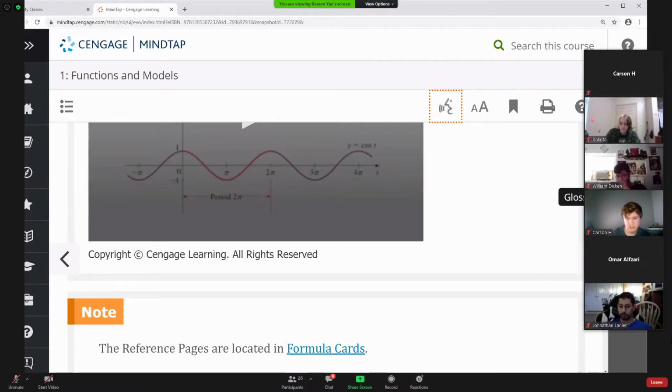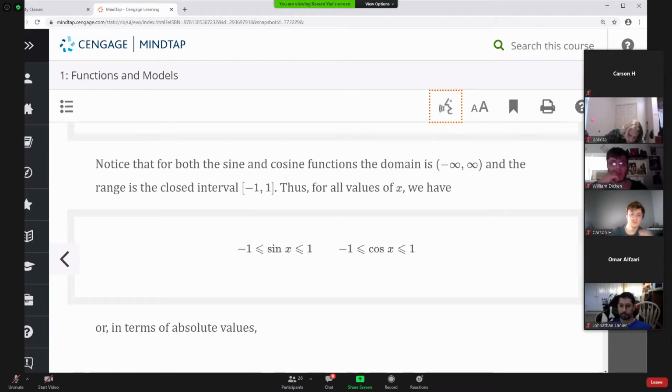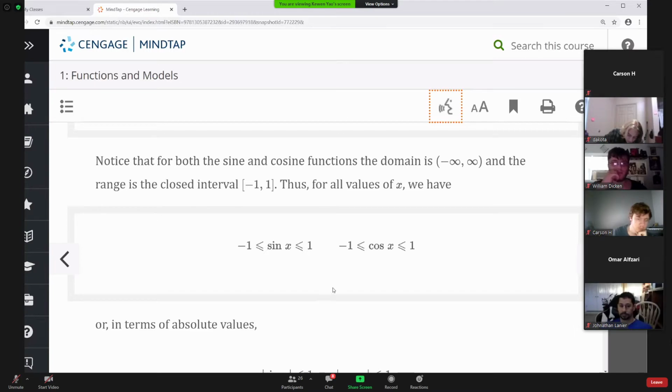So you remember for the sine function, the period is 2 pi. For the cosine function, the period is also 2 pi. That means after 2 pi, the curve will repeat itself. That is the period. The domain for sine is from negative infinity to positive infinity. The domain for cosine is also from negative infinity to positive infinity.